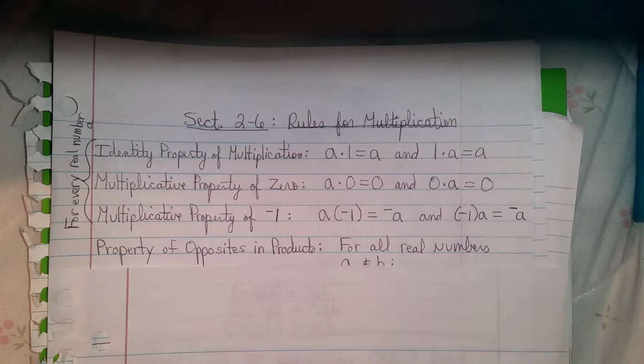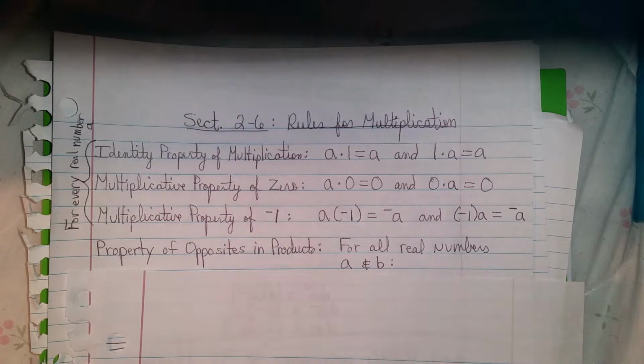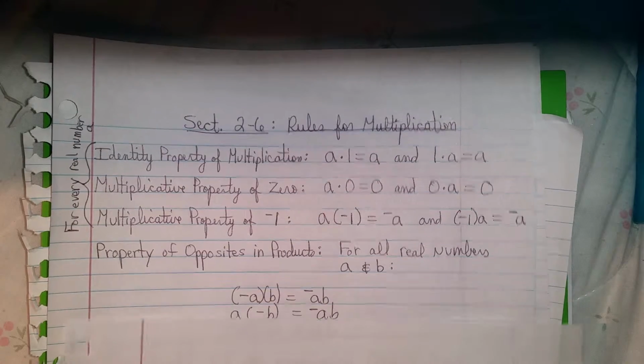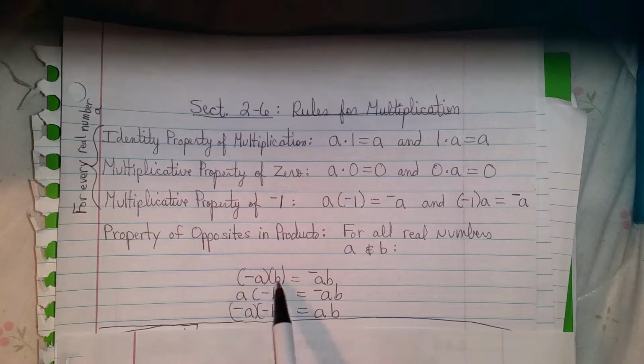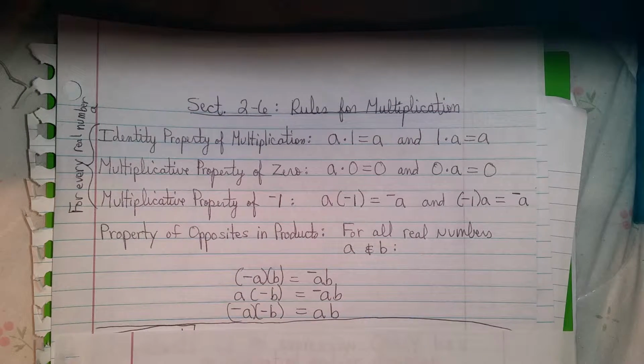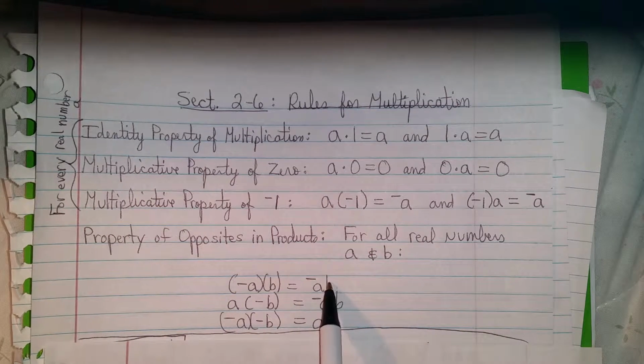The property of opposites and products says for all real numbers A and B, if you look at the first two, one of the numbers is negative. Here, let me zoom in a little bit. I think I lost my focus. One of the two numbers is negative, and so a negative times a positive is a negative product. A positive times a negative is a negative product. But a negative times a negative makes a positive product.